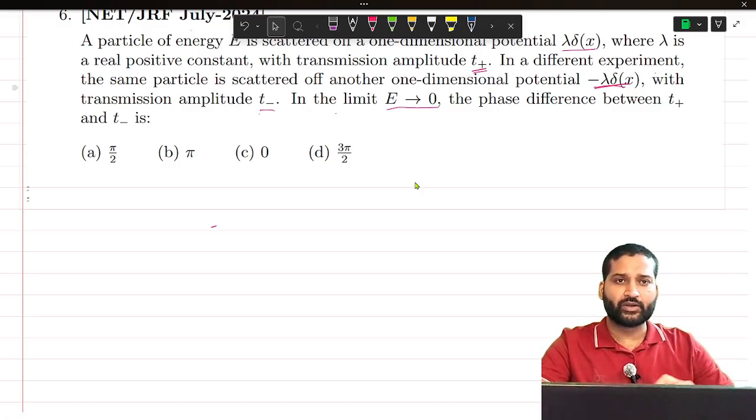The derivation is a bit lengthy, and if you want me to derive that, you can comment and I will derive it in the next video. So we will just move to the transmission amplitude. How can we calculate it?